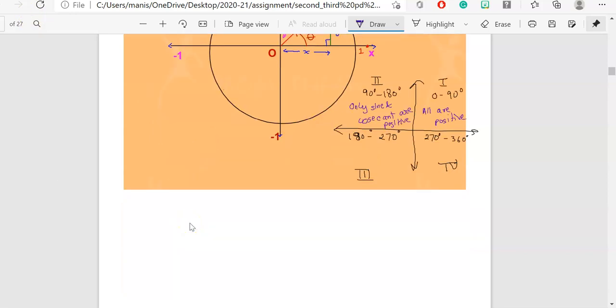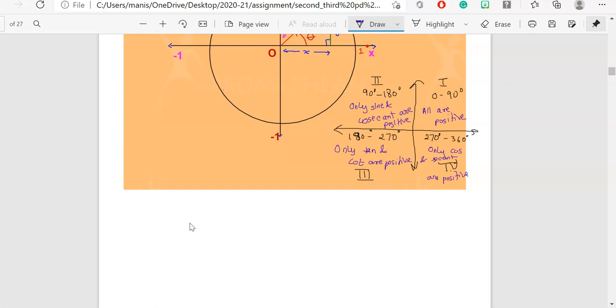In our third quadrant, only tangent and cotangent are positive. So whatever the values for these functions are, they are positive. In this case, only cos and the reciprocal is what? Secant. Secant is positive.